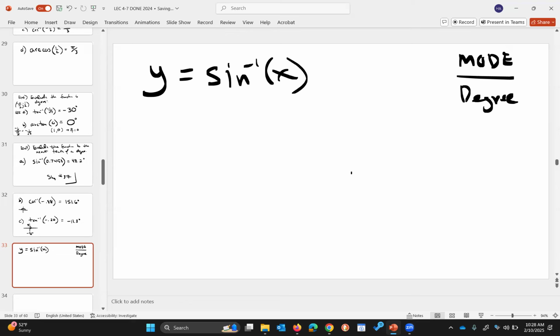Now, real quickly, got to think about this here before we do this. Think about what is my domain here and what is my range. We're talking about sine inverse now. Before we graph it, what's my domain for sine inverse? Negative pi over 2 to pi over 2.